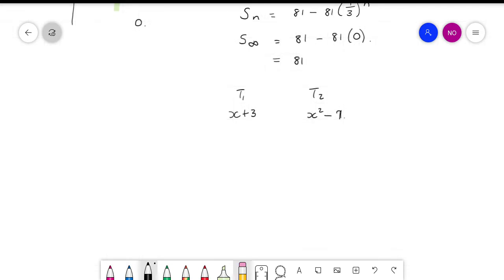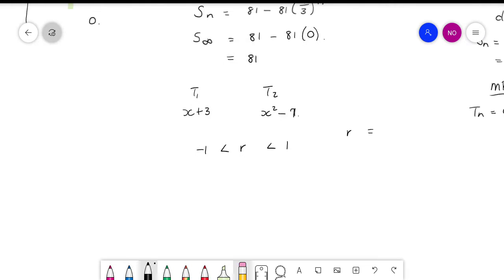Immediately, what does that mean? What does it mean if the series converges? Okay, so what are we doing? We are solving for r. You guys agree that r will be equal to x minus 3.